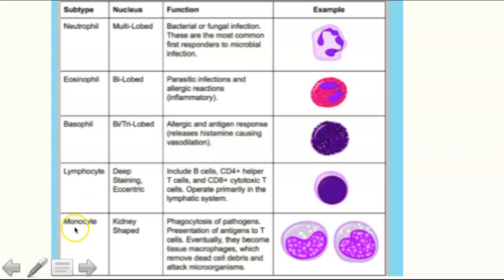And then finally, monocytes. Monocytes are phagocytic cells, meaning they basically eat pathogens and they eat dead debris.